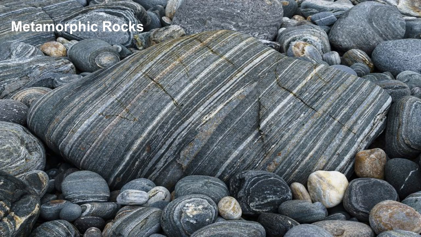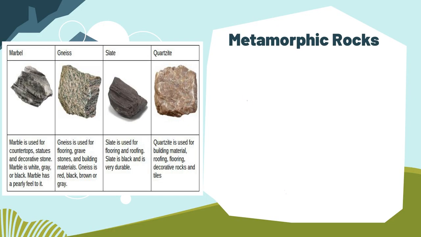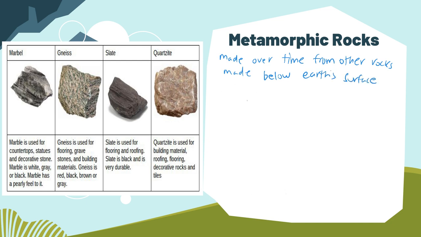Alrighty, next up we have our metamorphic rocks. One of the most important things that we note about our metamorphic rocks is that they're actually made over time from other rocks. And they're also made deep below the Earth's surface. The reason why that's important is because while igneous rocks can form beneath the surface, they also can form above the surface as well. But your metamorphic rocks are always going to be made beneath the surface of the Earth.